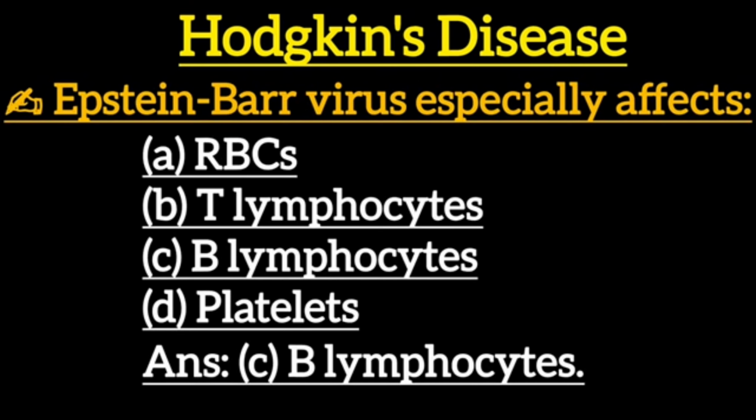Next one: EB virus especially affects option A, RBCs, option B, T lymphocytes, option C, B lymphocytes, option D, platelets. Correct answer is option C, B lymphocytes.